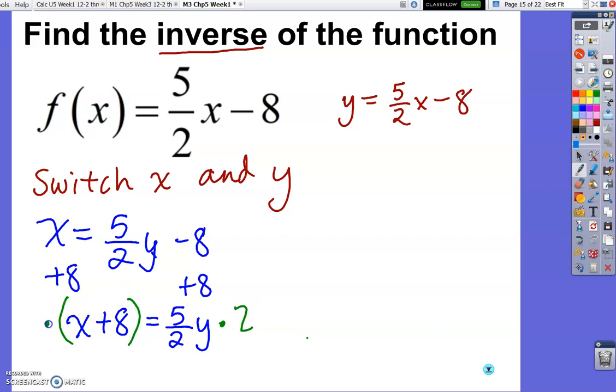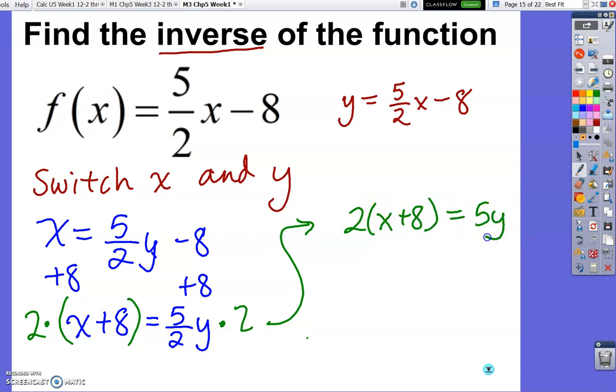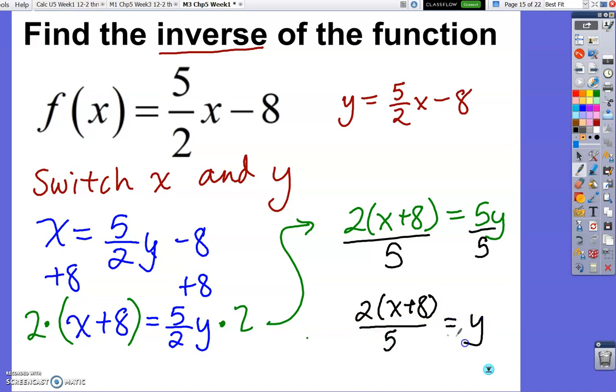On both sides, and I need to put some parentheses on this side when I do that. And I get 2 parentheses x plus 8. I'm not going to bother to distribute. Equals 5y. And then I will do my last step, which is divide by 5. And so I end up with 2 parentheses x plus 8 over 5 equals y.